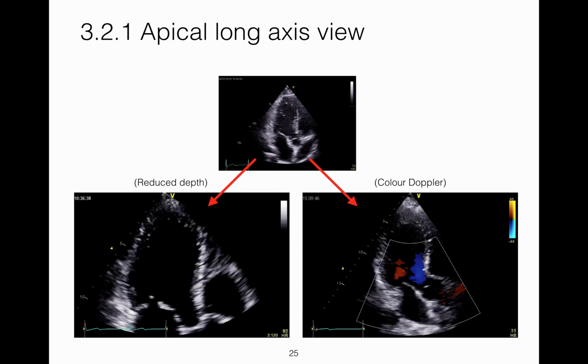Like other apical images, inferior structures are displayed at the top and superior structures at the bottom. In this view, anterior structures are on the right and inferior structures on the left. And similar to other views, by reducing the depth and using other modes, valuable information and measurements can be made.